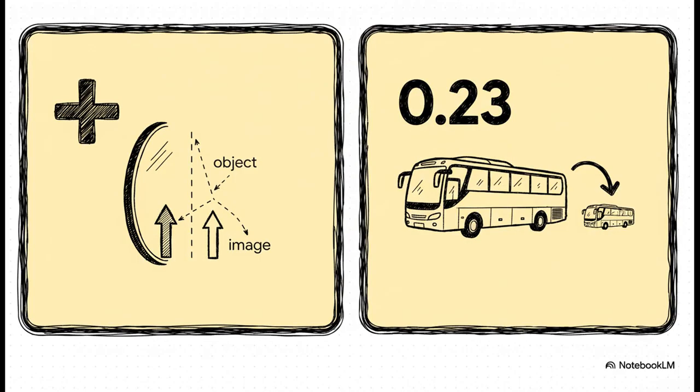So what does that actually tell us? Let's break it down. First, the plus sign. Remember our secret code? Positive means the image is virtual and erect. It's upright, just like we see in a real car mirror. Perfect. Now the number, 0.23. This means the image of the bus is only 23% of its actual size. It's much smaller. The math confirms exactly what we knew all along.